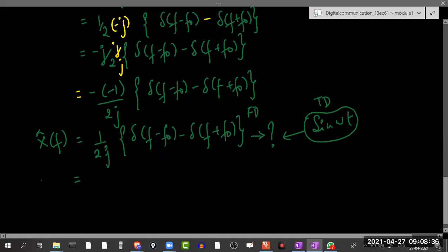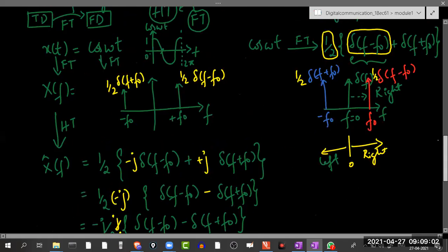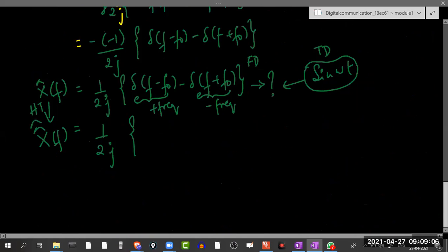But what do I want? X double cap of f. We need to find it for x double cap of f. So let me apply Hilbert transform again, such that I'll write 1 by 2j as it is. Now again, delta of f minus f naught is associated with positive frequency, and this side is associated with negative frequency. Positive frequency should be multiplied with negative j.